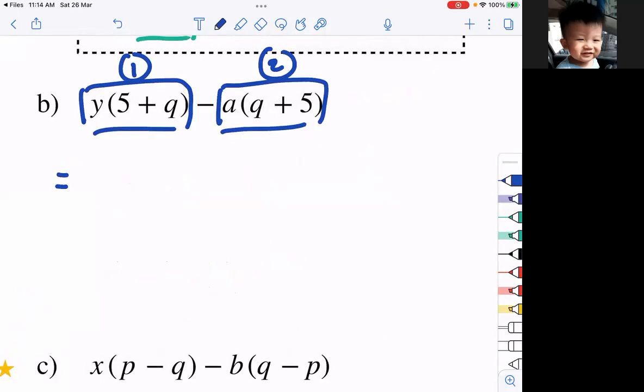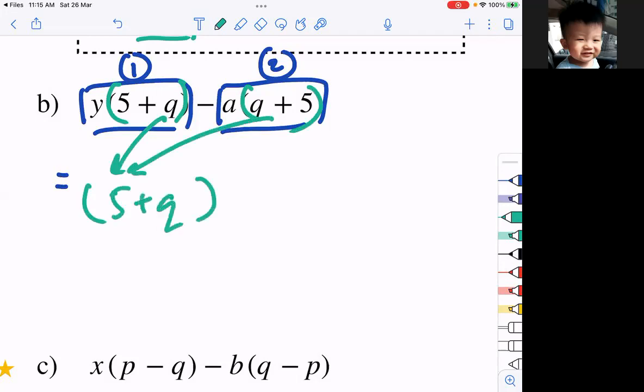Is there anything? 5 plus Q is common. Some kids will be wondering, hey, are these two the same guys? They are. Because 5 plus Q is Q plus 5. 1 plus 5 is 5 plus 1. 21 plus 80 is 80 plus 21, right? It's the same. So they are in fact common, which I can extract to the front.